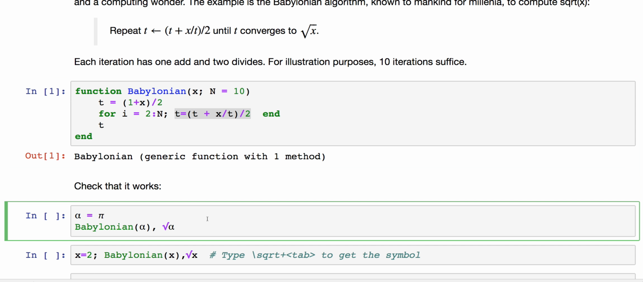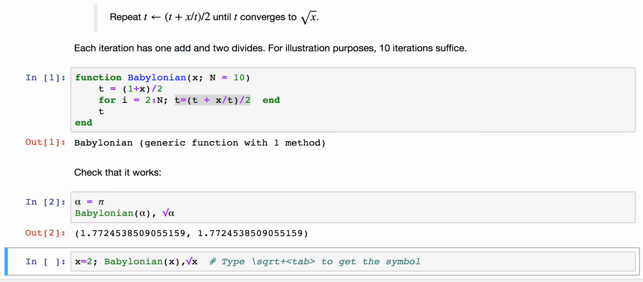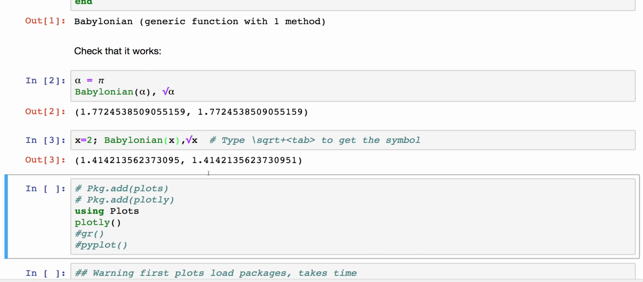It's kind of fun to check that it works. Here I will take alpha to be pi, and I'll compute the Babylonian of alpha with the algorithm I just explained, and I'll also take the square root using Julia's built-in square root, just to see that I get pretty much the same answer. We could do the same with the square root of 2, and one gets the warm fuzzy feeling that the Babylonian algorithm is working very, very well.